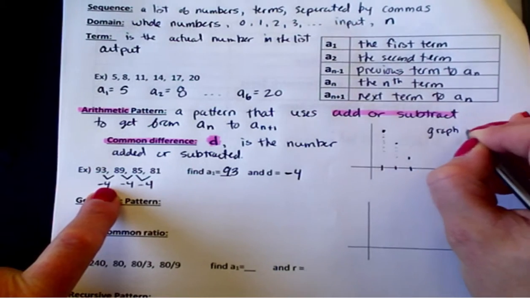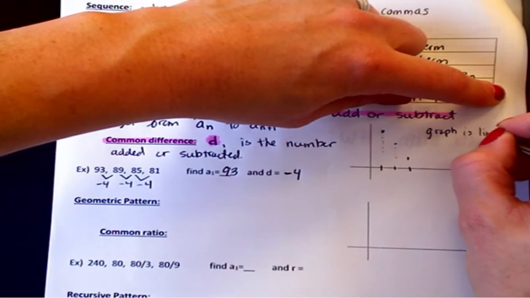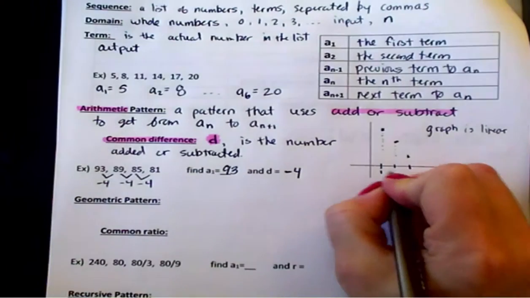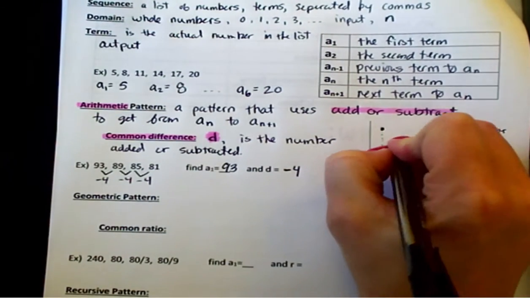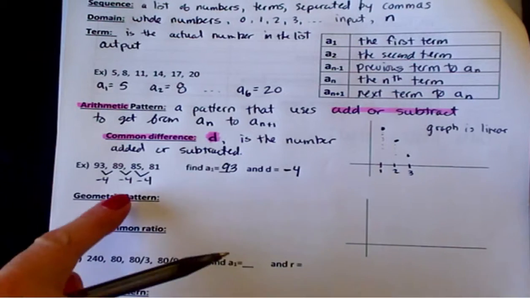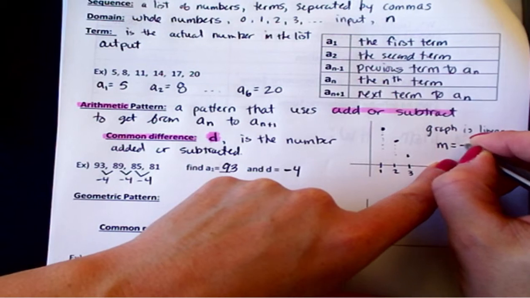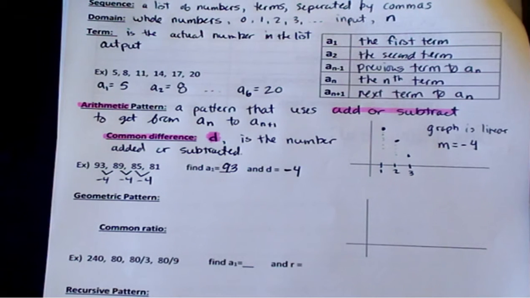And so that's a good observation. The graph is linear. But notice, guys, I'm not going to draw a line because the domain is not continuous. The graph of a sequence is just a bunch of dots. That's it. And it goes down by 4 every time. And so I'm going to put a little note here. The slope is -4. Because that's how I count. Over 1, down 4. Over 1, down 4.